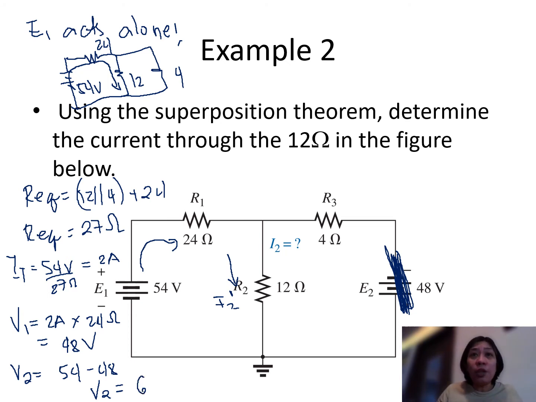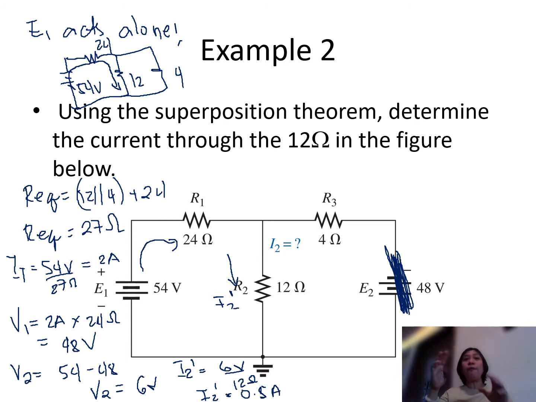Knowing the voltage across this 12 ohms here, we can determine I2 prime. What is I2 prime? I2 prime is 6 volts divided by 12 ohms, giving us I2 prime equal to 0.5 amperes. Okay, so that is the current flowing across the 12 ohm resistor when the 54 volts source is acting alone.